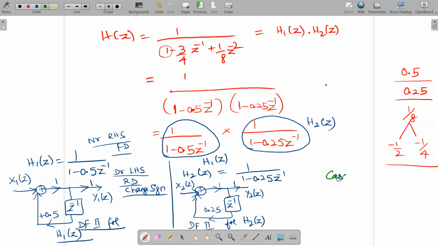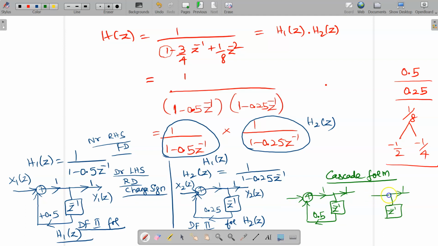Okay. So how to draw your cascade form? Just draw both the diagrams as they are. So as the diagram is, draw the diagram as it is. So this is for the first term. So for the second term we have it like this. Okay. Finally, connect both the diagrams.